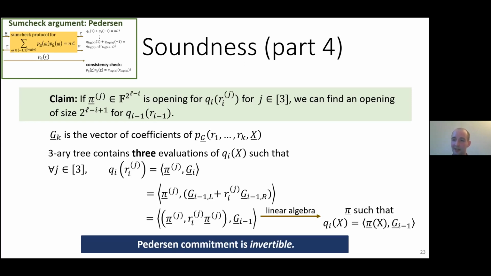Actually, it's worth saying that the procedure we had for moving from commitment openings of a particular length to commitment openings of double the length is a general property that we define for general sumcheck-friendly commitments, which we call the invertibility property. We're going to get to that for more general commitments a bit later on.